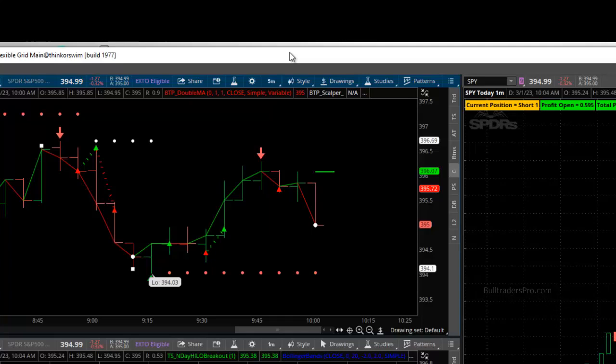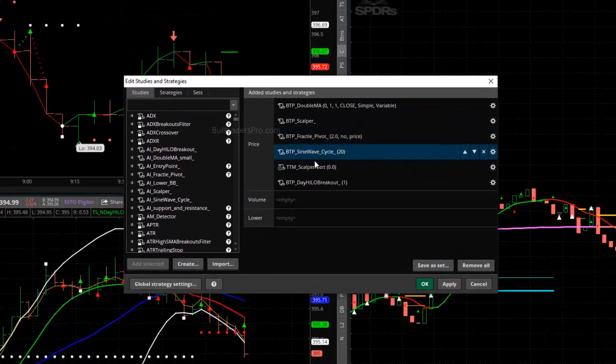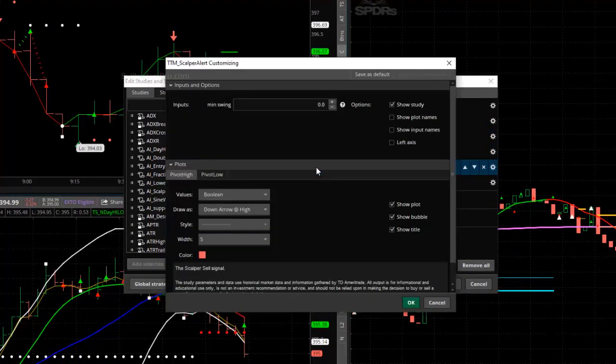The first study that we'll look at is the only algorithm on this chart that is not a part of our artificial intelligence tools, and this is the scalper arrows. We only use this study to give additional confirmation on market direction. Follow these steps to make your chart look like ours.